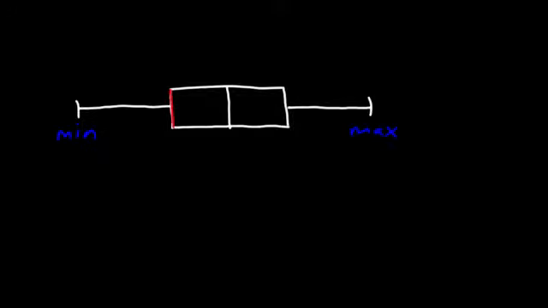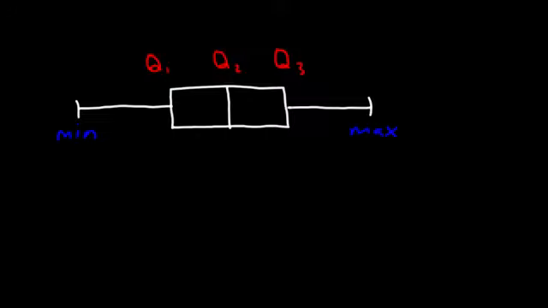And then this line here represents the value of the first quartile, which is the 25th percentile. In the middle, we have Q2, the second quartile, which is the 50th percentile. And then this is Q3, the 75th percentile. And so that's the basic shape of a box and whisker plot.